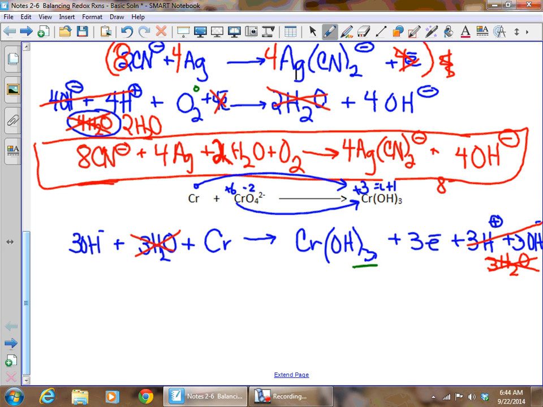So now you can see why that shortcut would have worked, just adding those 3 hydroxides to the left, but I wanted us to practice that process. So, okay, then the reduction reaction is going to be CrO4 2 minus, and it's going to react to form CrOH3 as well. So in this case, we've got a +6 going to a +3. There's 1 chromium on each side, so we're fine with that. But looks like we're going to need 3 electrons on this side as well.